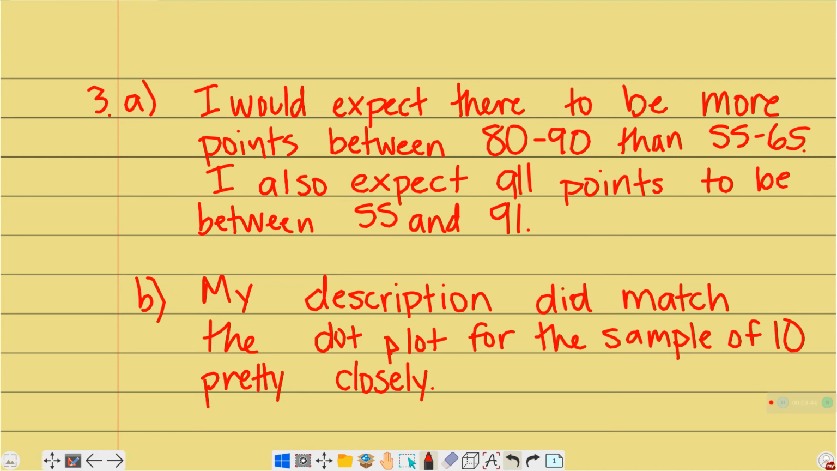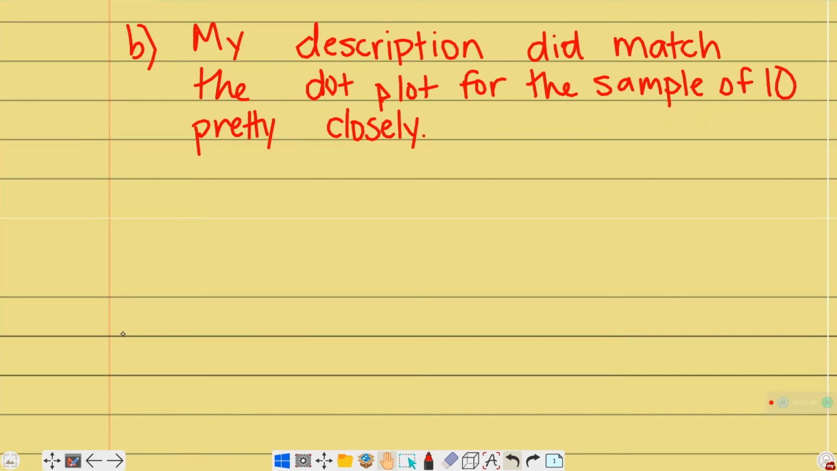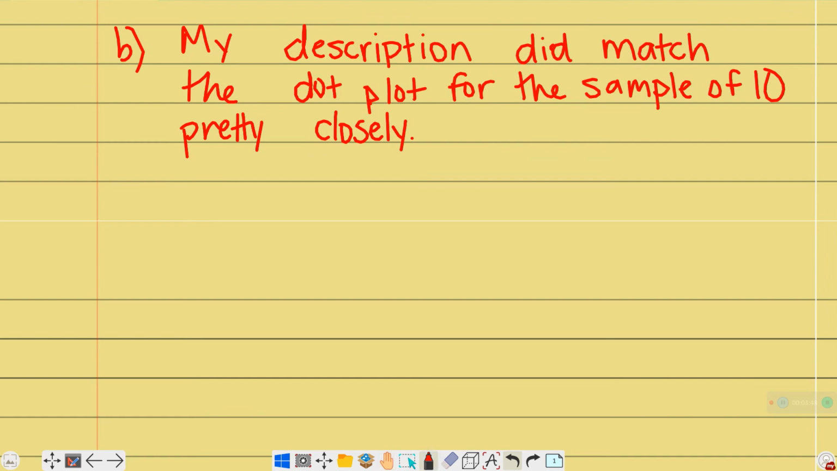Part C says, why is it reasonable to think that these samples could have come from the population? Meaning, why is it that those 5 that they show above came from that original dot plot? Why would they come from that?